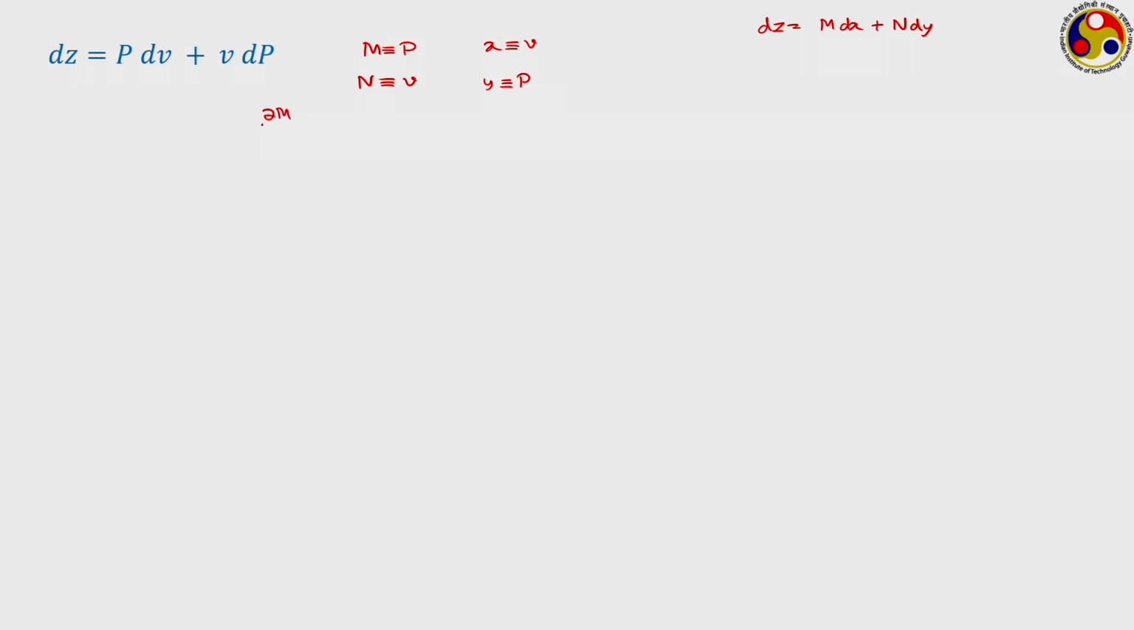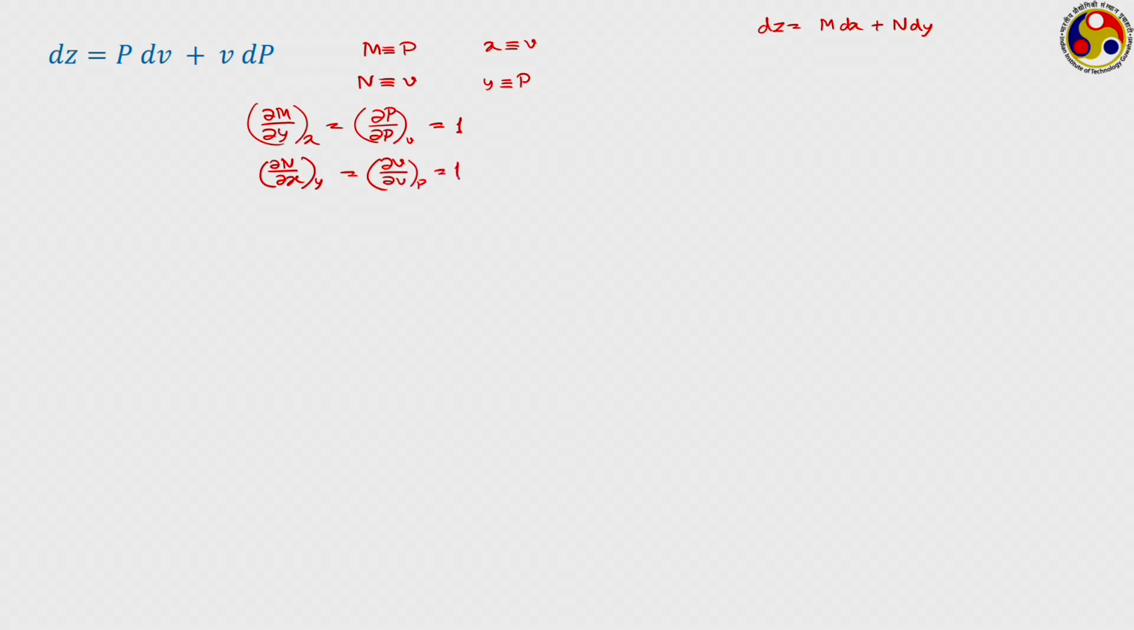Then dou m dou y with x constant will be dou p with v constant, that is equal to 1, whereas if we take dou n dou x with y constant, then putting the expression for n, we have dou v with p constant, equal to 1. These two are equal to each other, and therefore we can say that this z is a property of the system.